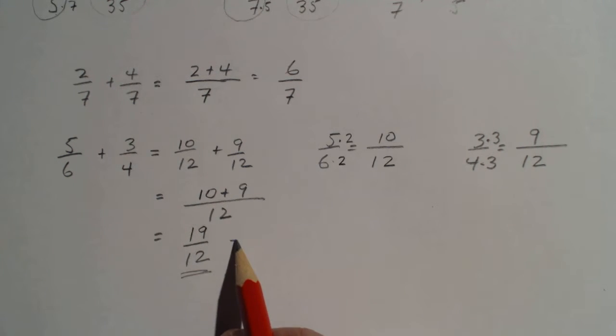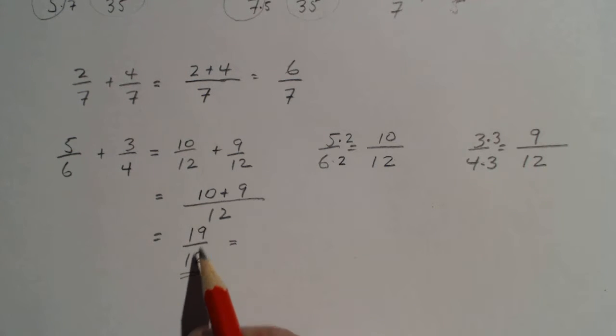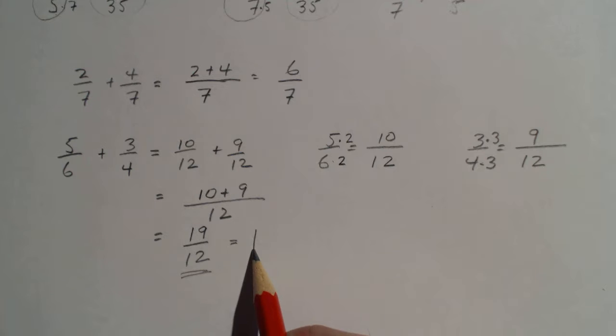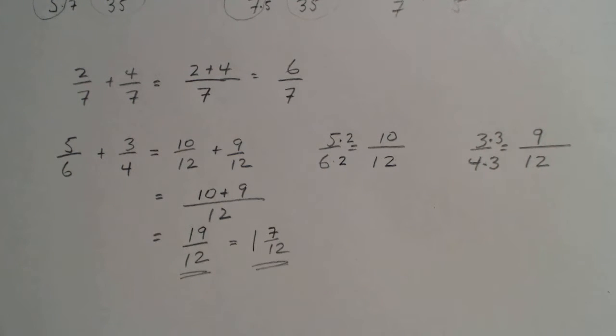Now, if you want to, you could change this 19 over 12 to a mixed number by dividing 12 into 19, and we get 1 with 7 left over, 7 over 12. So both answers are fine.